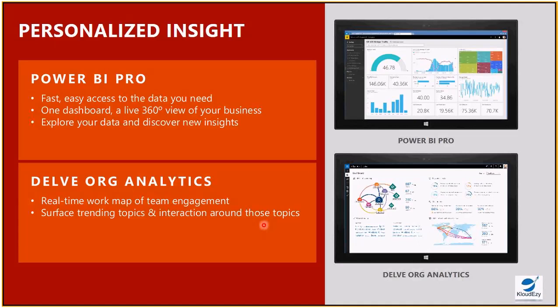So there are certain products which are already enabled by default with E5. So you get Power BI with the help of business intelligence, and you get Delve, which is an organization analytics tool. Okay.